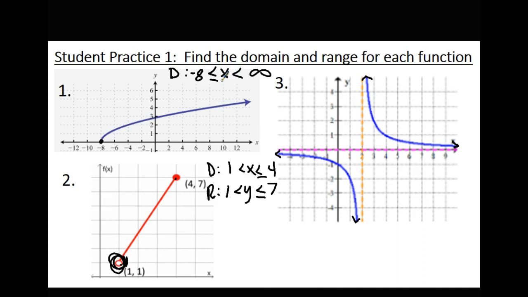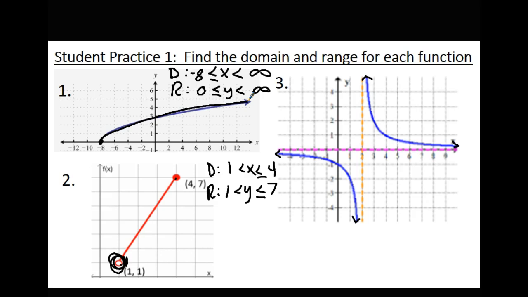How about Amanda Deep? What did you get for your range on this one? 0 and what? That's right. It's the lowest y value is here at 0, and it can equal 0, but it keeps going up after that. You guys see how it keeps going up? And since there's an arrow, we can assume it keeps going up. It's going very, very slowly, but it is going up. All right, so there's that.